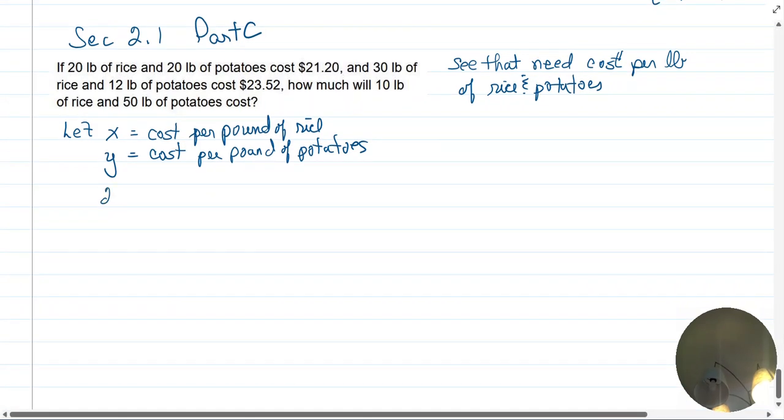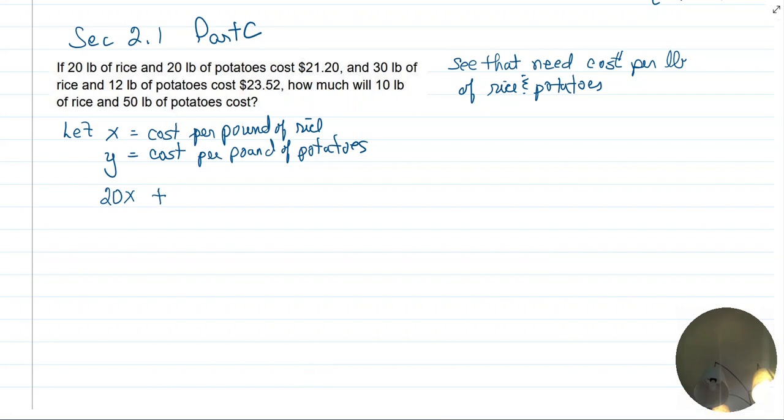All right, 20x, 20 pounds of rice, and that means plus 20 pounds of potatoes, which is Y, cost $21.20. The next statement said 30 pounds of rice and 12 pounds of potatoes cost $23.52. All right. So now it's a matter of solving the system.